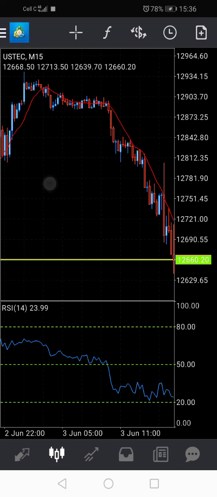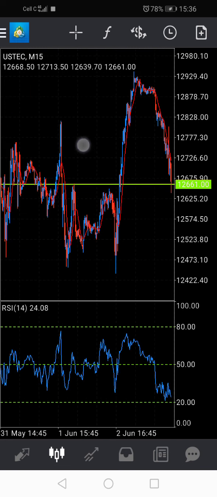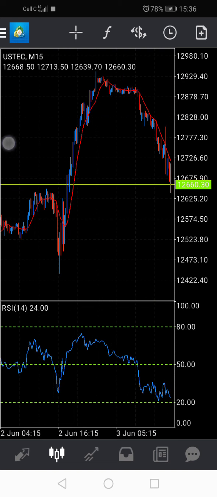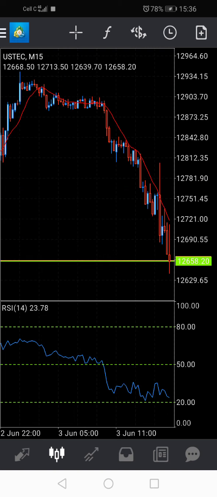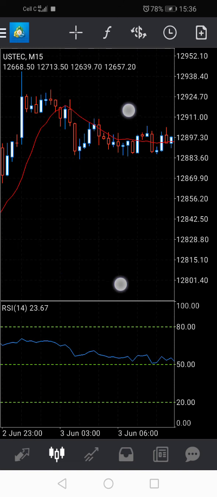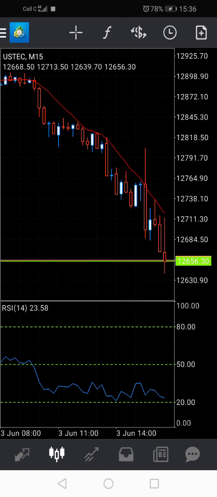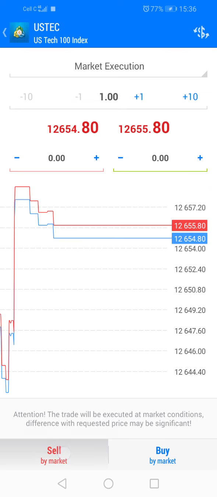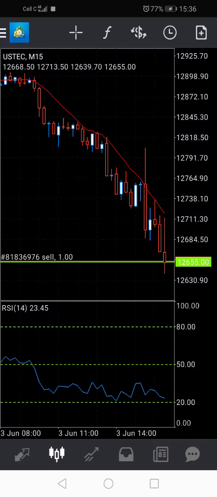The only reason is, I know that we're already in a downtrend, and we're probably going to see a continuation. We can enter this just because we're below the moving average and going via the moving average. So I'm just going to enter a sell. And I'll tell you why.